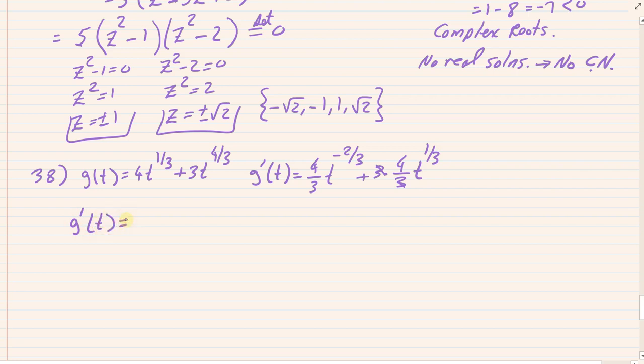Because the next step is crucial. So I'm just going to factor out 4, because both terms have 4 in them. And then let's see, this is what I'm going to do first. I'm going to write this as 4/3 t to the -2/3, right? Negative exponent rule, plus 4t to the 1/3, right?